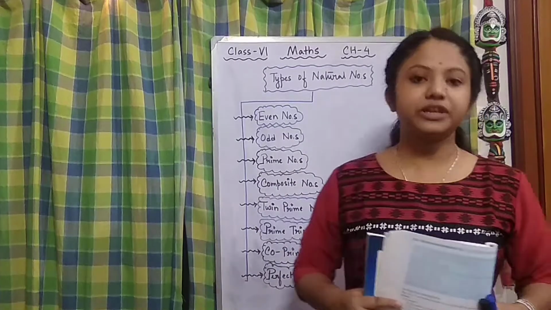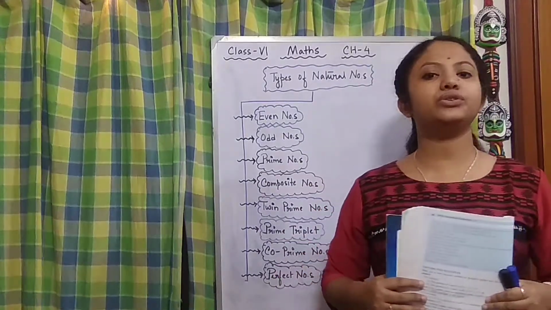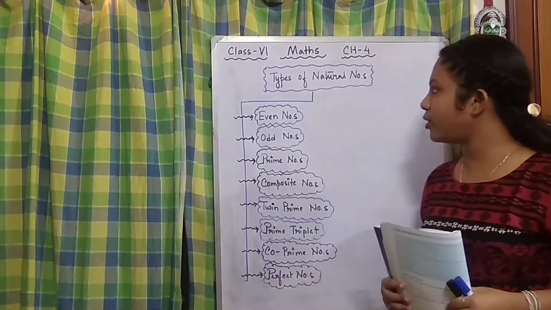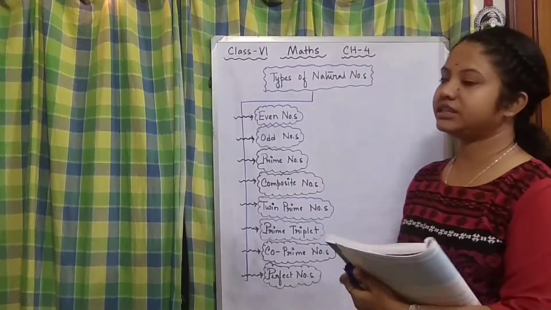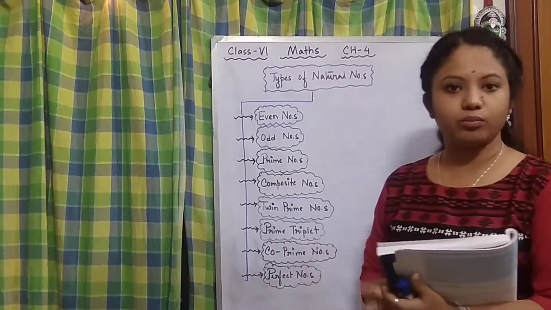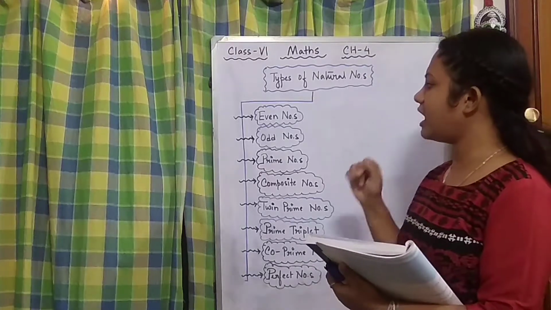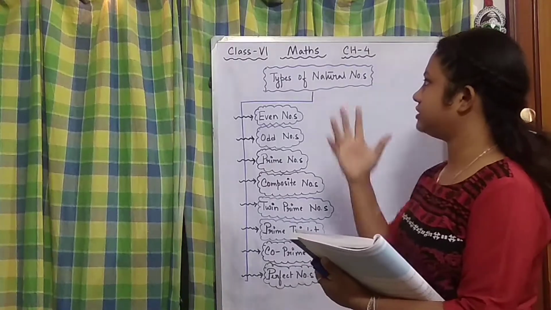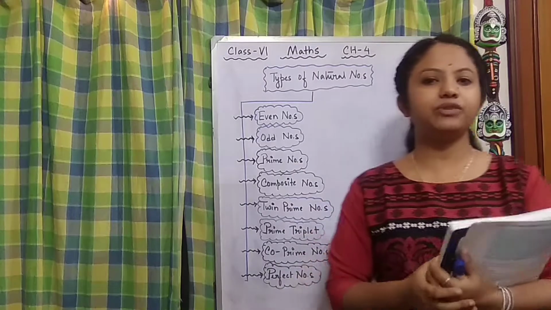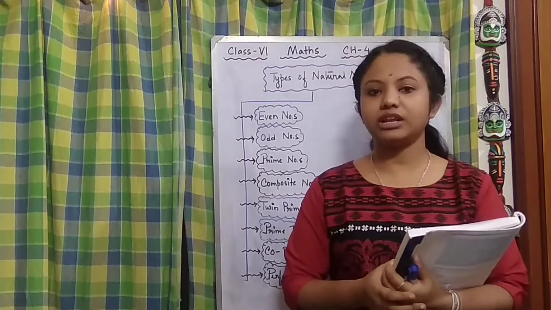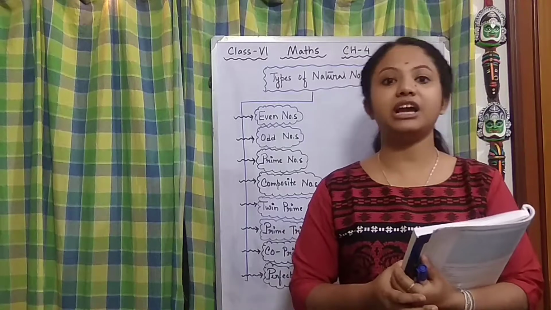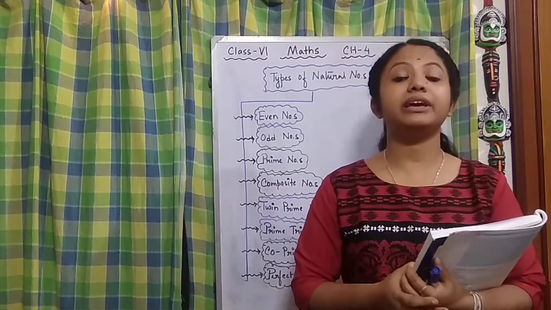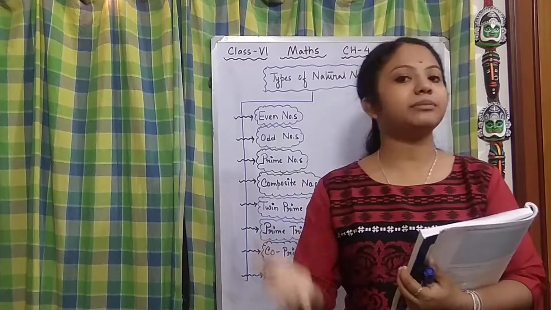So what we are going to start today, we are going to deal with some of the types of natural numbers. As you can see, I have listed it out already on the board. So how many types of numbers are there? When we talk about the natural numbers and their types, you will understand how many types they can be, and how interesting they can be based on factors and multiples.